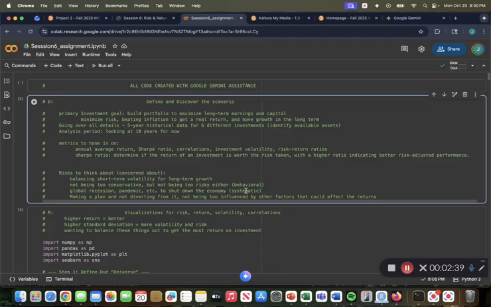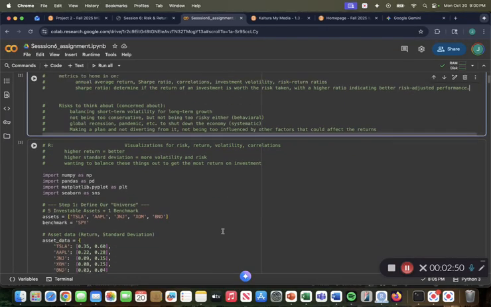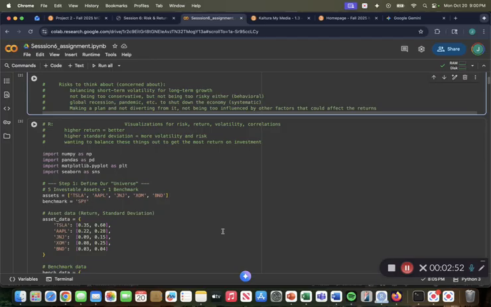And then we want to make a plan, not divert from it, and not do anything behavioral to affect our risk or our returns. So for the represent stage, creating some visualizations for risk, return, volatility, and correlations here.